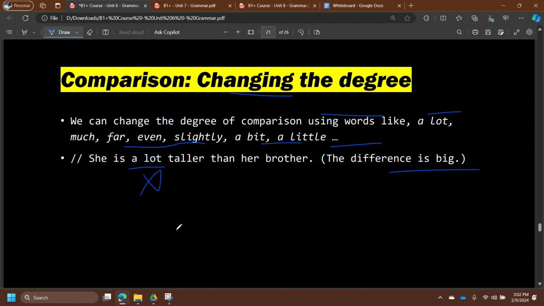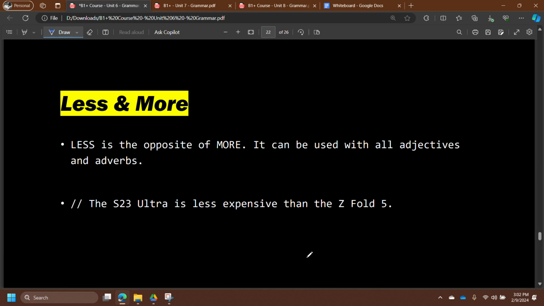Maybe she is 2 meters and her brother is 1.9999 meters. So that's not a very big difference. But if you say she's a lot taller, maybe she is 2 meters and her brother is just 1 meter. So, now the difference becomes big. We can change the degree using these kinds of words like a lot, much, far, even, slightly, a bit, and a little, and many, many more.